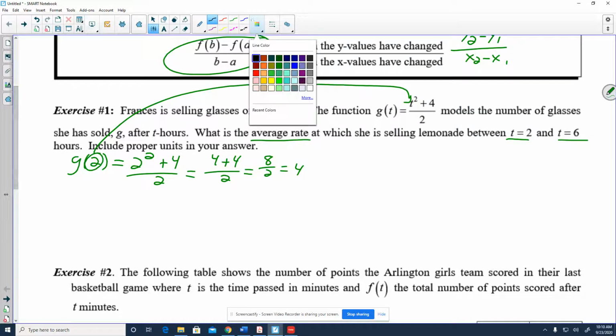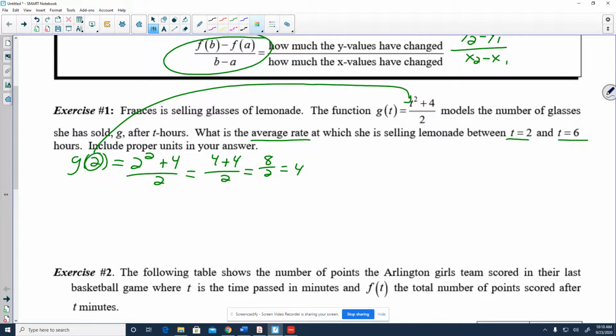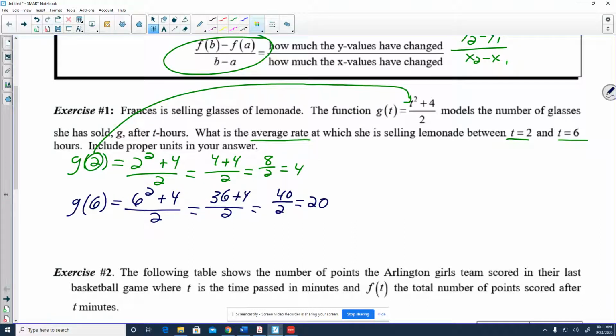Next, we have to find g of 6. I'm going to do the same thing and plug 6 into my function: 6 squared plus 4 over 2. 6 squared is 36, 36 plus 4 gives me 40, and 40 over 2 gives me 20.